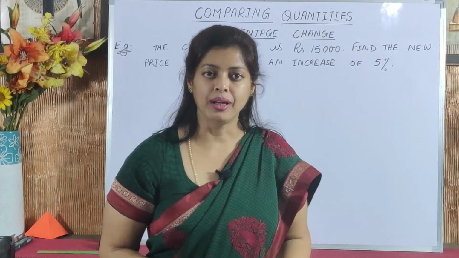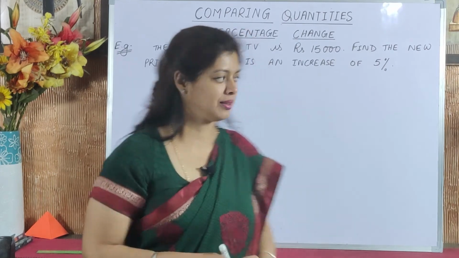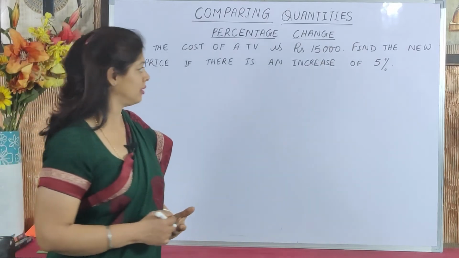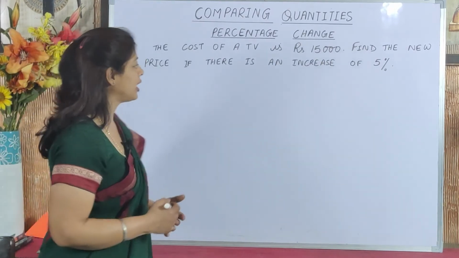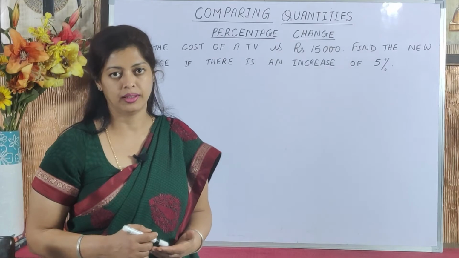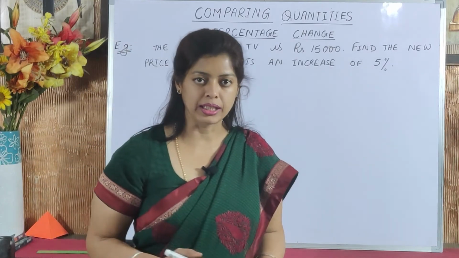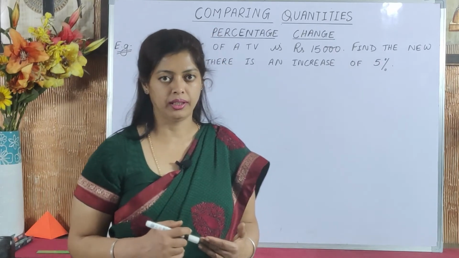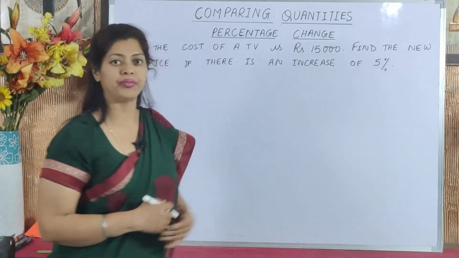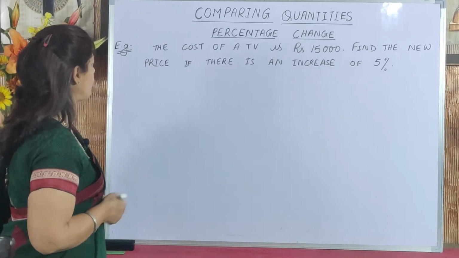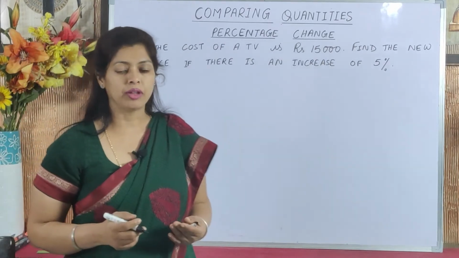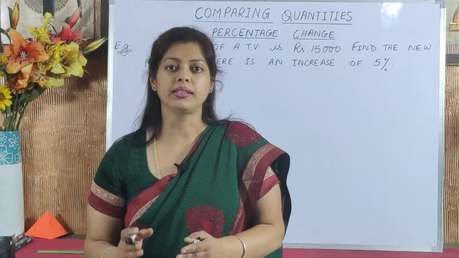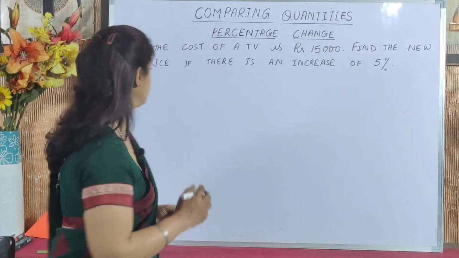Now we'll do an example based on percentage increase. The cost of a TV is rupees 15,000. Find the new price if there is an increase of 5%. So here we are given the percentage increase and we are required to find the new price of the TV. The original price is rupees 15,000. So what will be the new price? The new price will be the original price plus the 5% increase of the original price.